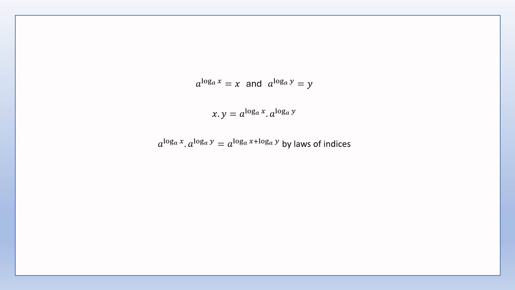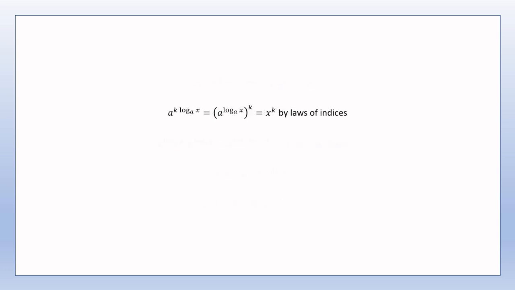But by using the laws of indices, we have that a to the power of log to the base a of x times a to the power of log to the base a of y is equal to a to the power of the sum of log to the base a of x and log to the base a of y. And therefore, x times y is equal to a to the power of the sum of log to the base a of x plus log to the base a of y. And so finally, log to the base a of x times y is equal to log to the base a of x plus log to the base a of y.